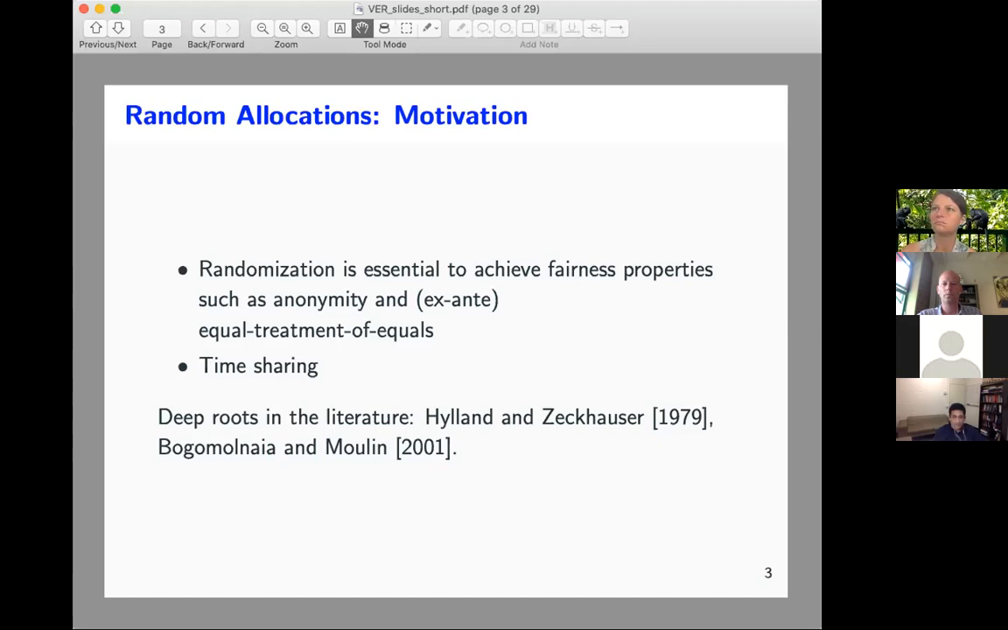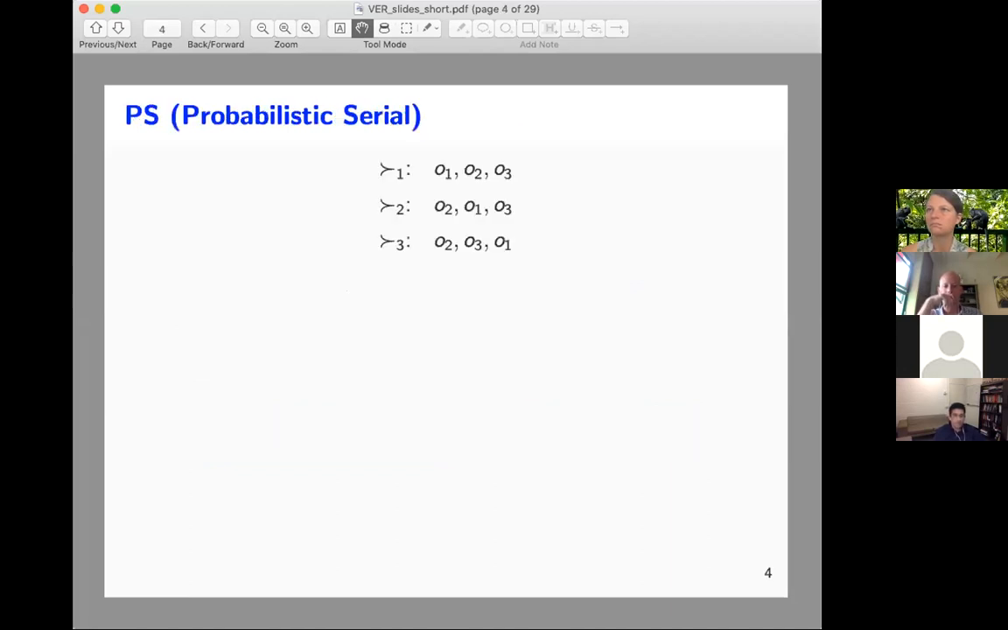Randomization has deep roots in the literature. I mentioned a couple of seminal works here. In particular, the second paper I mentioned, the paper by Bogomolnaia and Moulin, is actually one of the main inspirations for this piece of work. So let's discuss this algorithm or rule which Bogomolnaia and Moulin presented in 2001. The rule's name is the Probabilistic Serial rule.